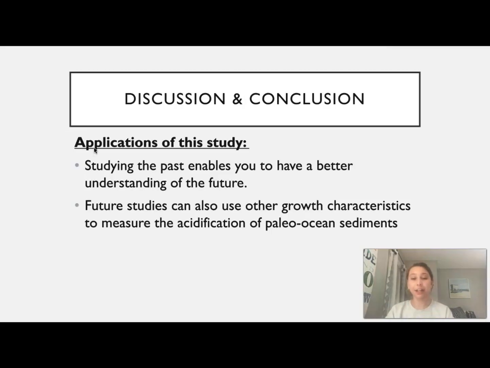So for my discussion and conclusion, studying the past enables you to have a better understanding of the future, and future studies can also use other growth characteristics to measure the acidification of paleocean sediments.